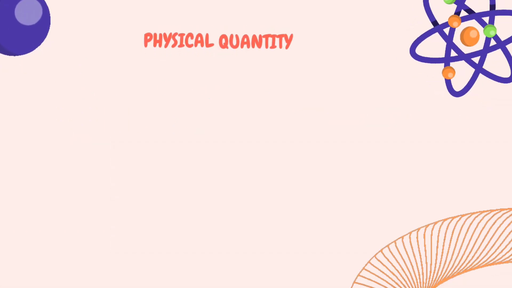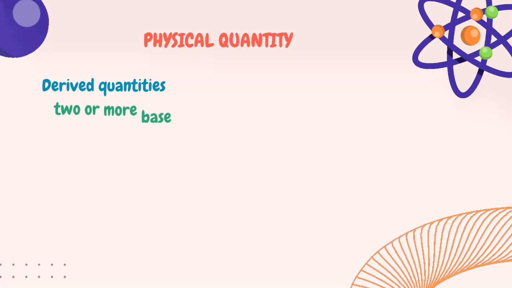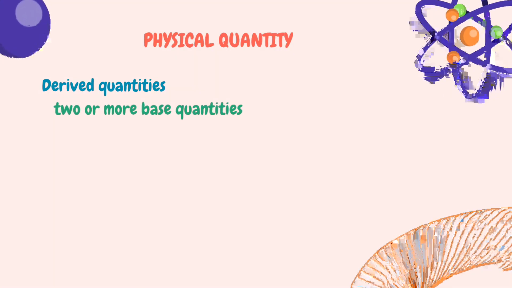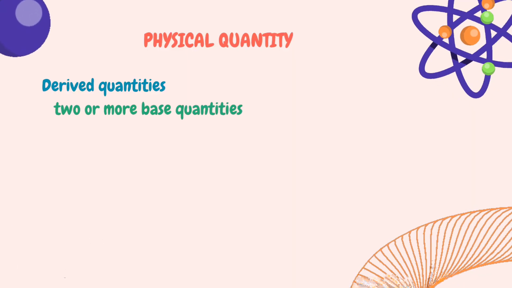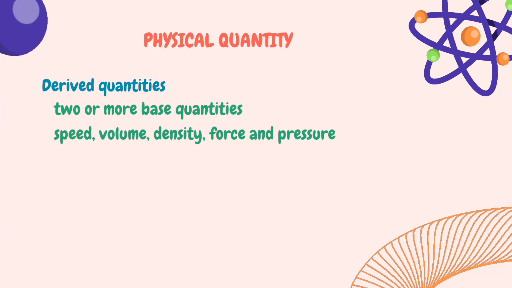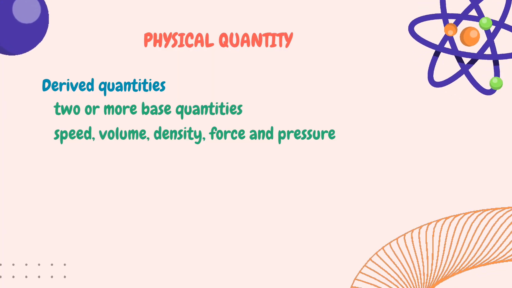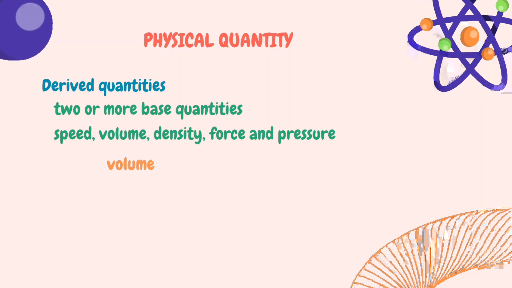The other type of physical quantities are derived quantities. These are quantities that consist of 2 or more base quantities. They have a combination of units. There are several derived quantities. Some examples of derived quantities include speed, volume, density, force, and pressure. Derived quantities can have 2 or more of the same base quantities, or they can have 2 or more different quantities. For instance, volume and speed.